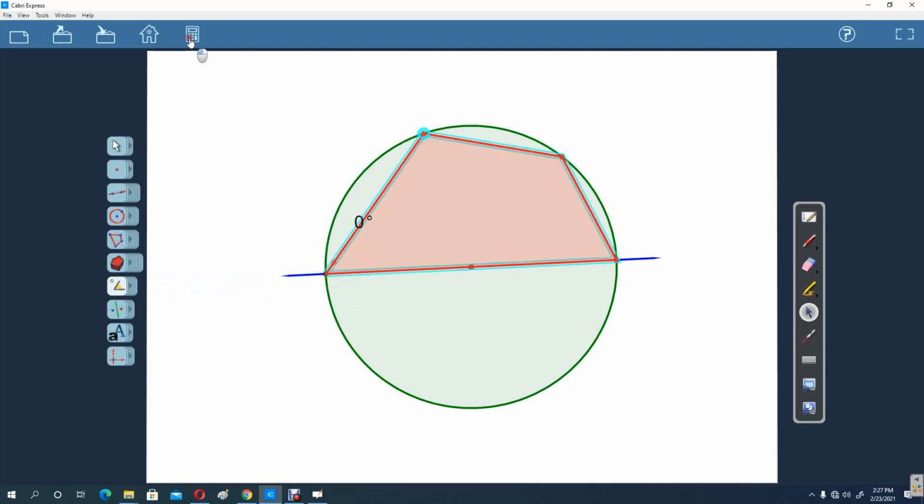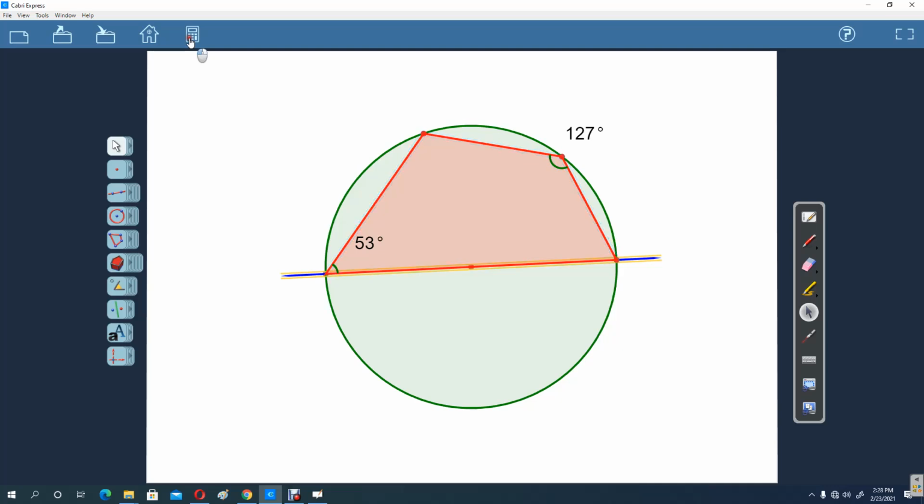So here, 53. And if we should measure this one here, then whatever number we get should add to 53 to get 180. And as you see, 127 plus 53 does give you 180 degrees. So opposite angles here are supplementary, as they should be in a cyclic quadrilateral.